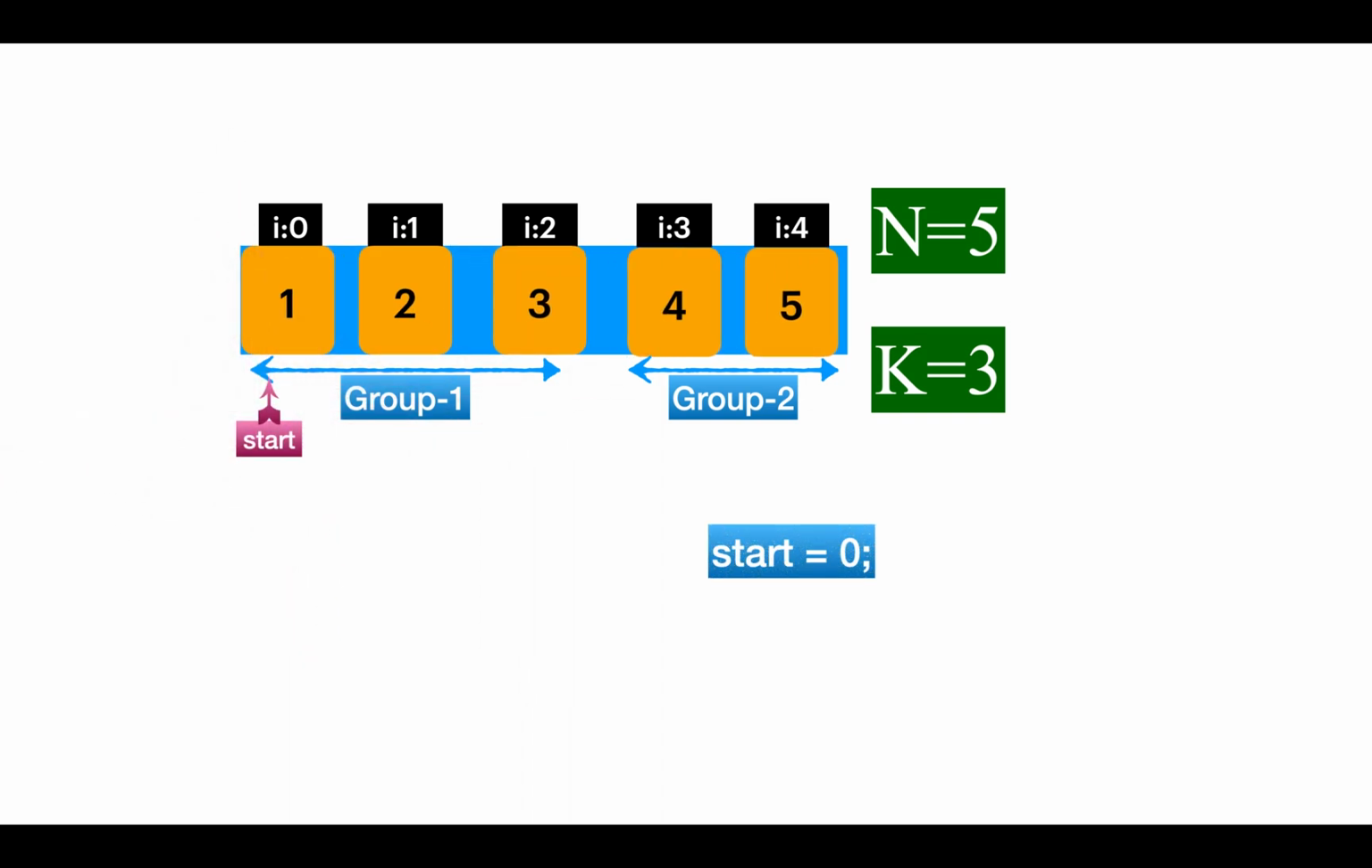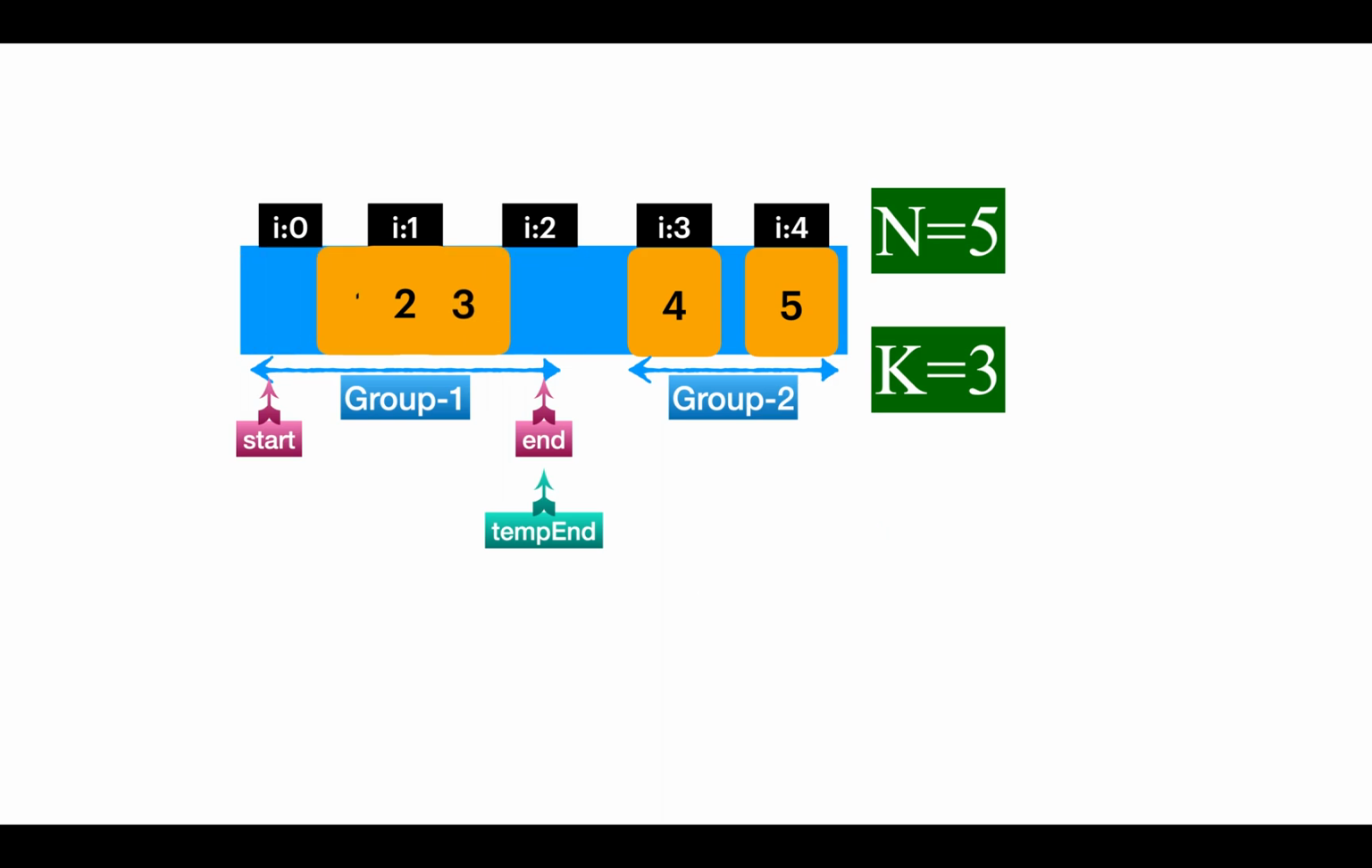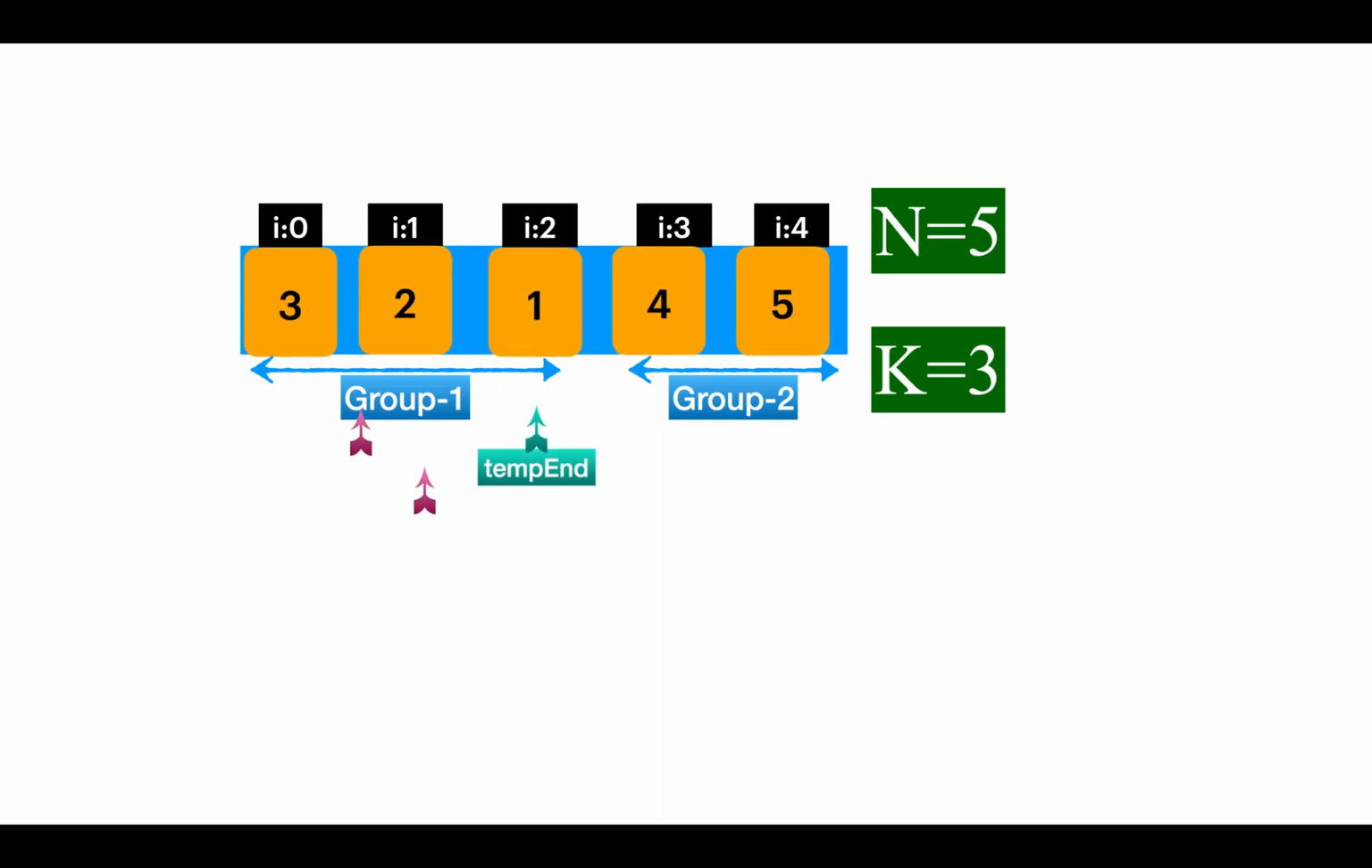Initialize the start index as 0 and end index will be either k minus 1 or n minus 1, whichever is minimal. Then we need to reverse this current group. Once we are reversing the current group, we should move on to the next group. For that, hold the current end variable into temp end variable. So just take a swap of start and end and increment the start index, decrement the end index.